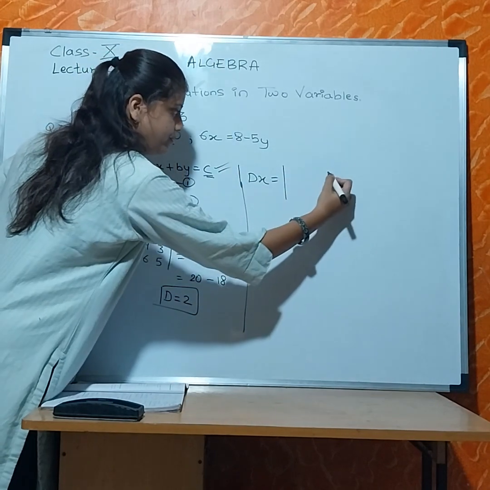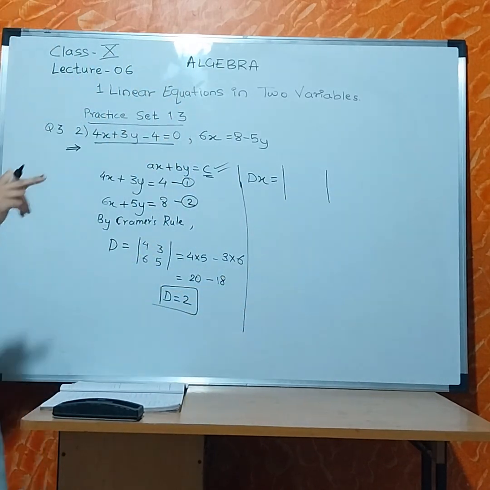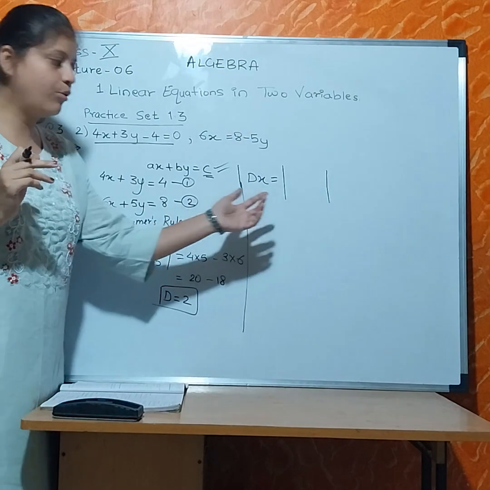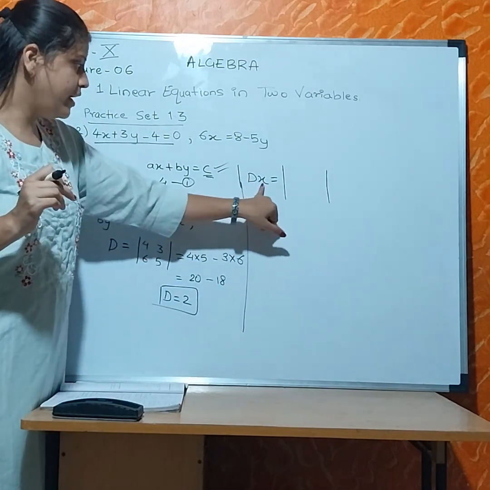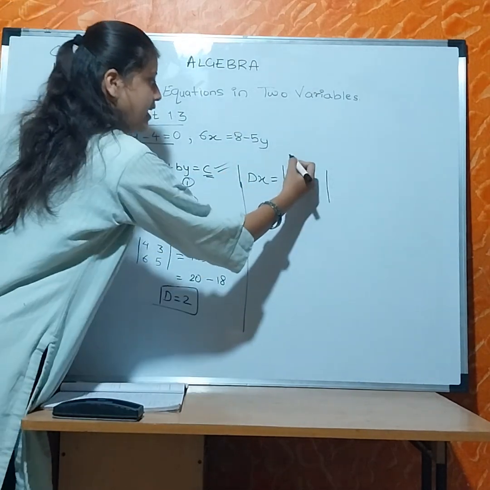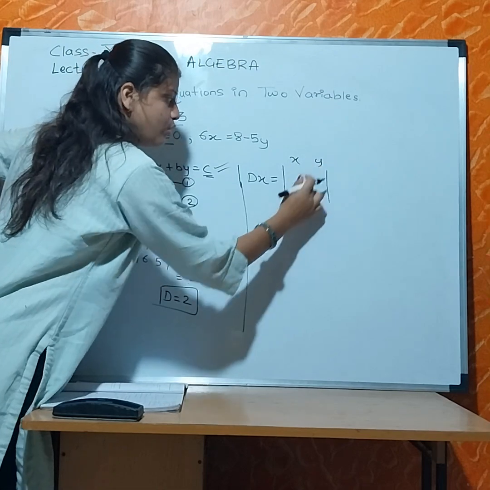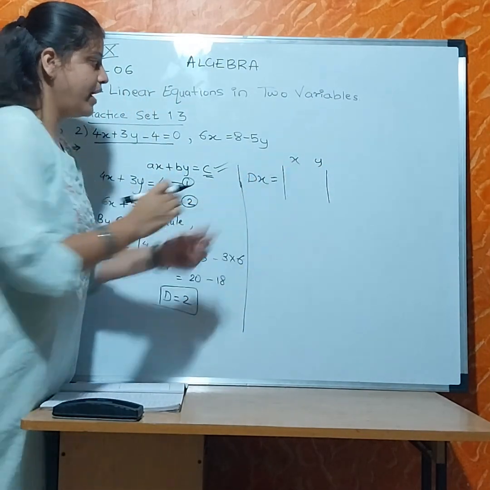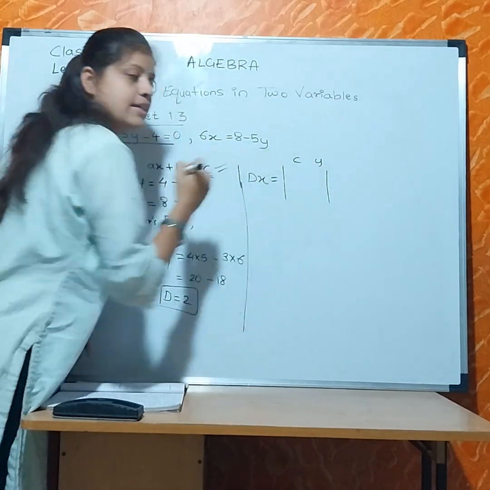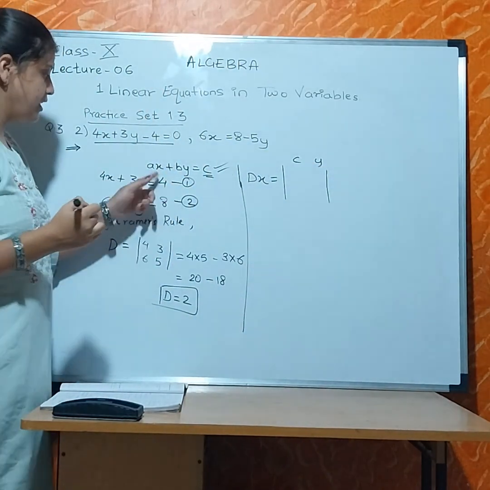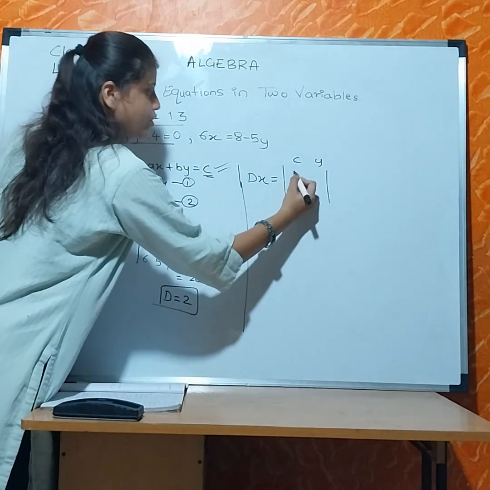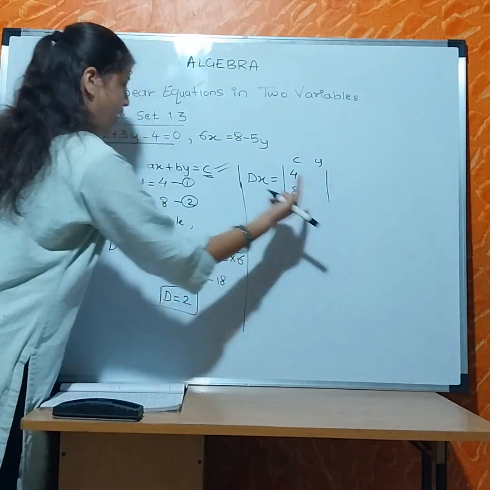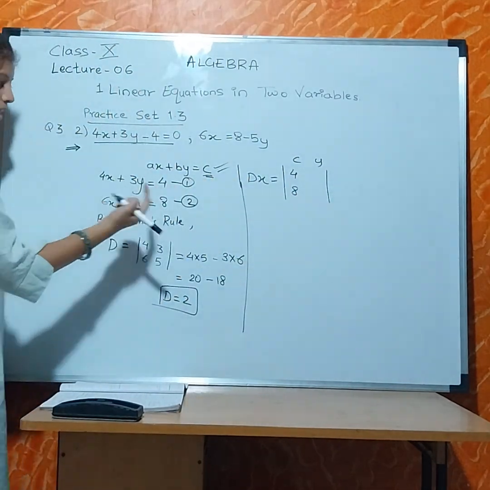Dx is equal to, first see the previous lecture, in which I told you in detail how to solve this. Here we put the coefficients of x and y, but if here is x, in place of x we will put the value of c. So what are the values of c here? 4 and 8. So here 4, 8, and the coefficients of y as they are, 3 and 5.